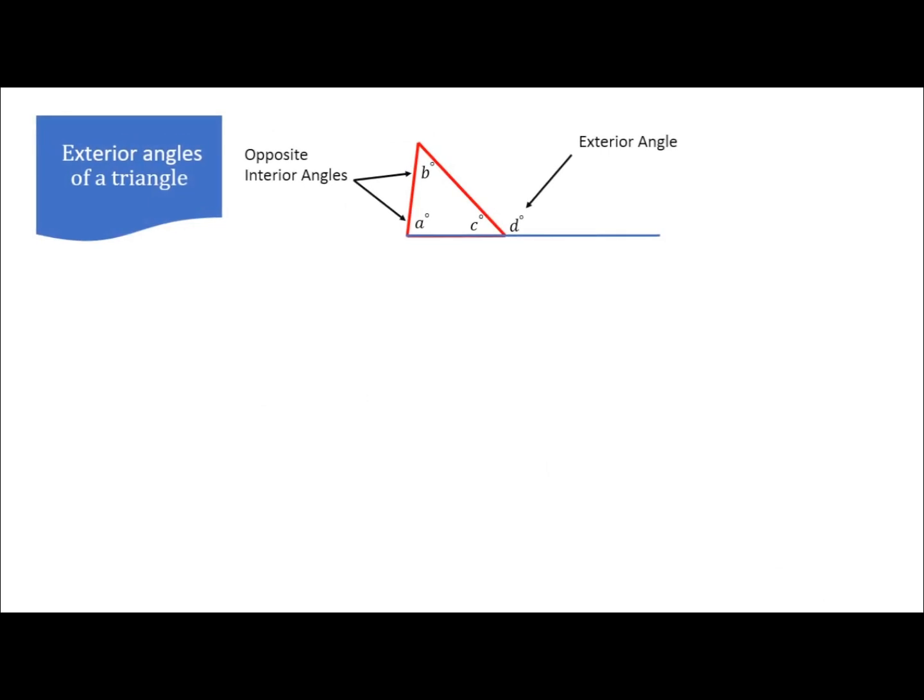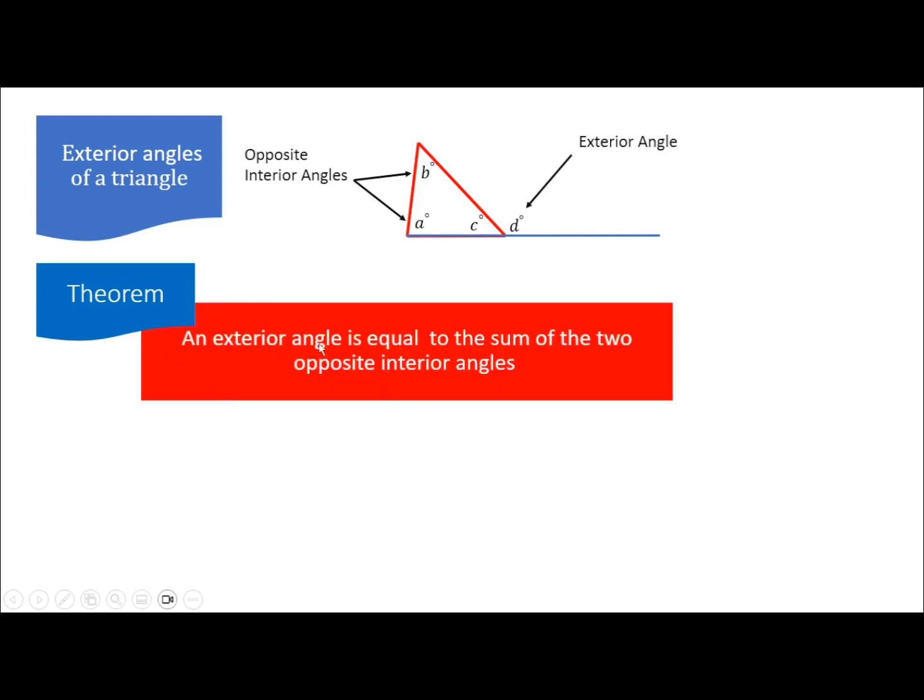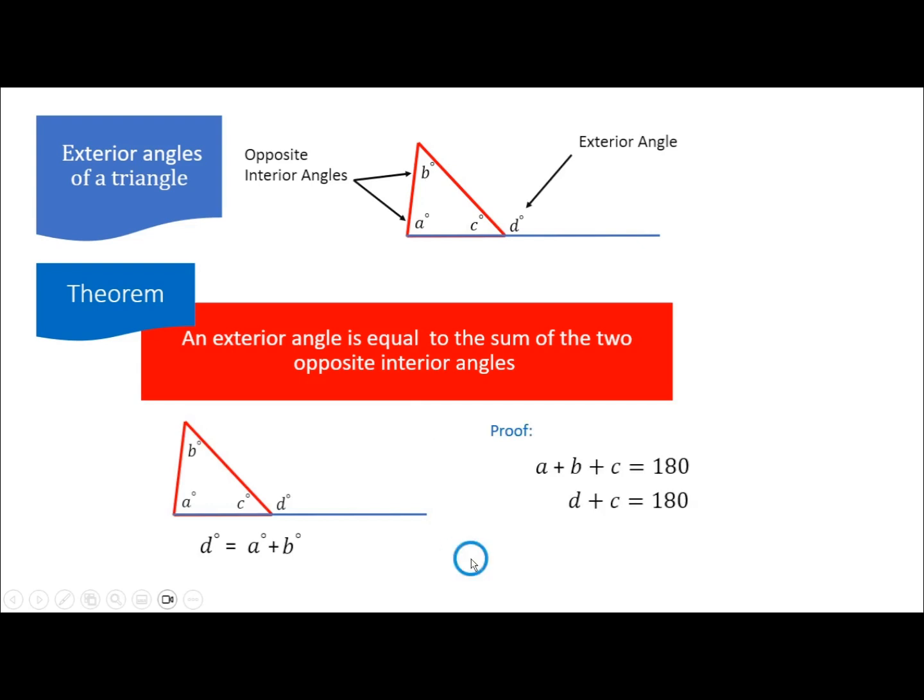This quick reminder: if you have a triangle like this, and this is the exterior angle, this here is equal to the sum of these two, okay? An exterior angle is equal to the sum of the two opposite interior angles. This is equal to the sum of these two, okay? And if you want the proof, it's right here, okay?